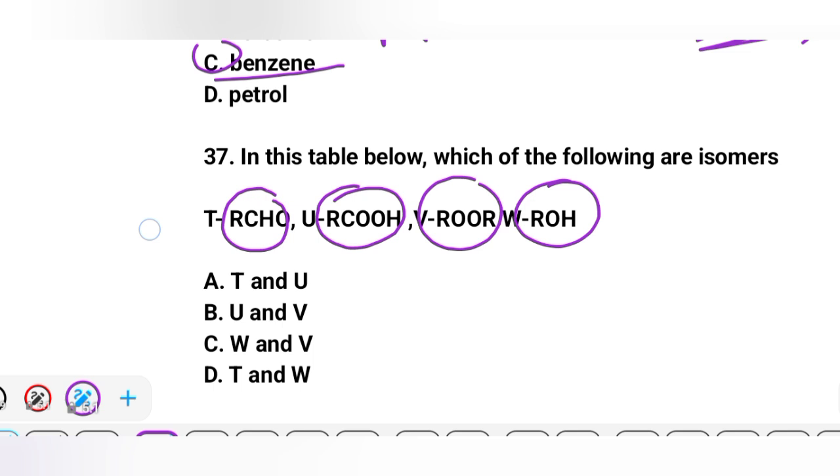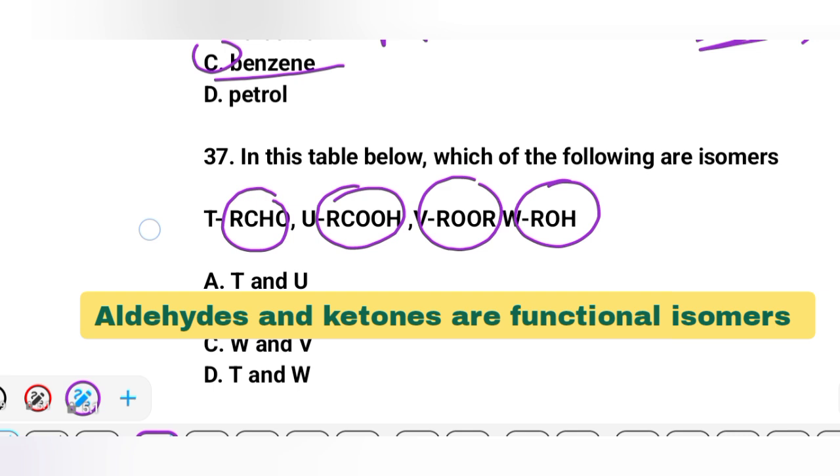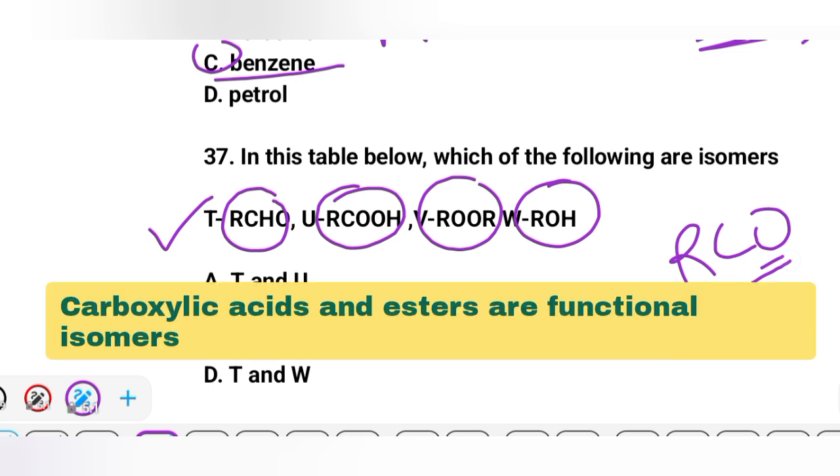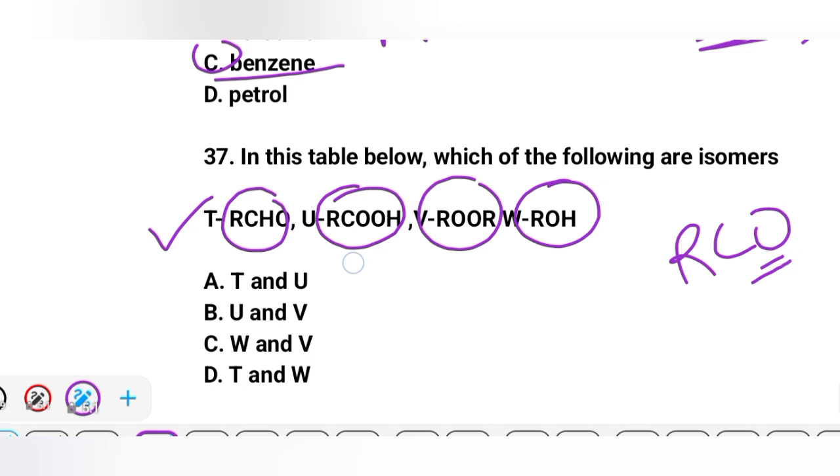Then aldehydes and ketones. Ketones is the functional group RCO. So ketones and aldehydes are functional isomers, while carboxylic acids and esters are also functional isomers. In this table, we have carboxylic acids and esters. This is the carboxylic acid and this is the ester, so the two of them are functional isomers. So the answer should be U and V. This is U and this is V. Two of them are functional isomers. So the answer is option B.